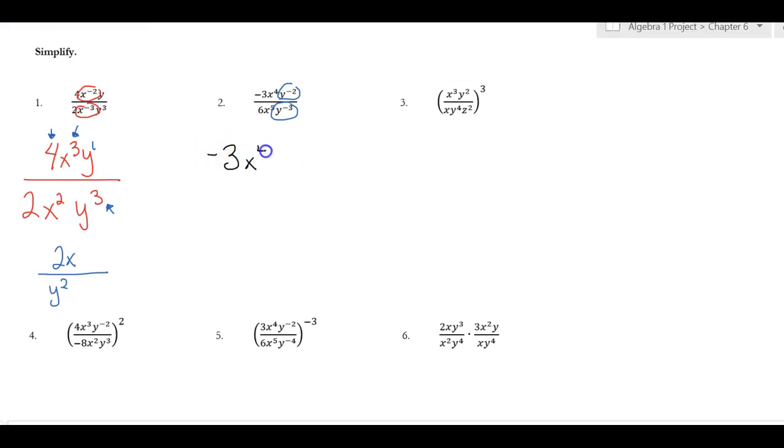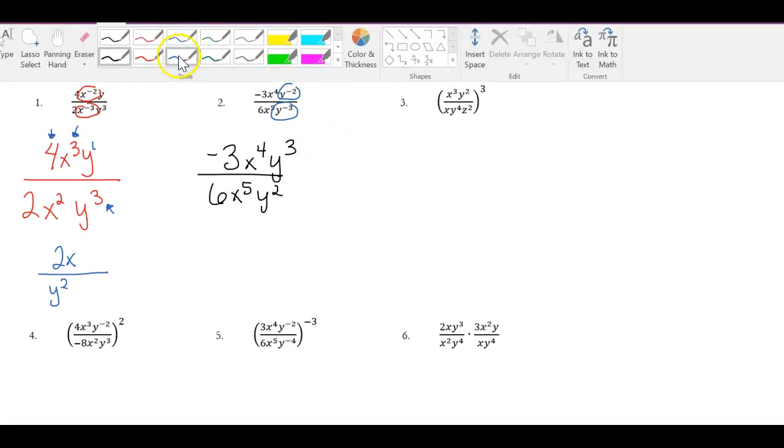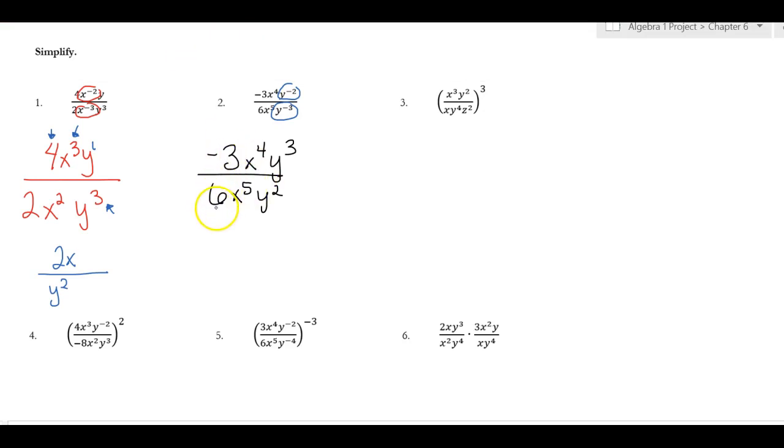All right, so you should have gotten negative 3x to the 4th y to the 3rd over 6x to the 5th y squared. And now you're going to reduce. Negative 3 and 6. 3 goes into 6 2 times. But since the bigger number's on bottom, the 2 goes on the bottom, and I'm going to throw a negative 1 up front. 4 minus 5 is 1. Since there's more on the bottom, the x stays on the bottom. 3 minus 2 is 1. Since there's more on top, the y stays on top, and that is the answer.